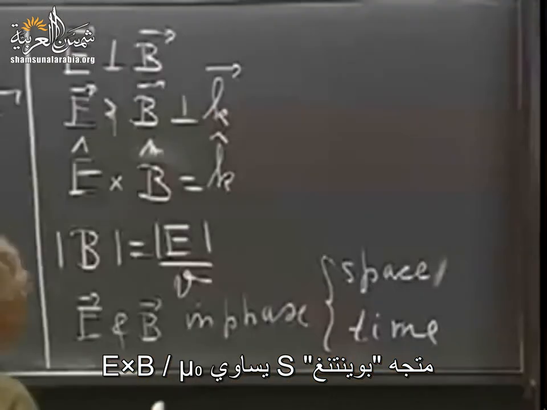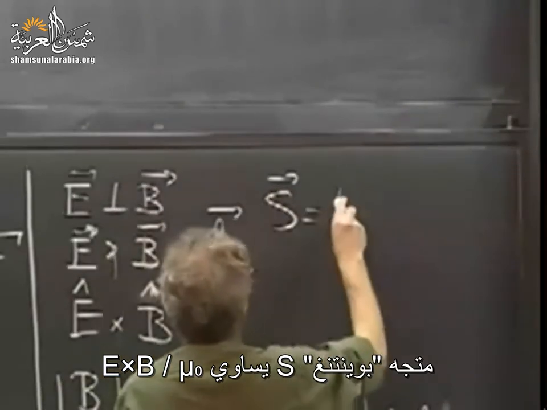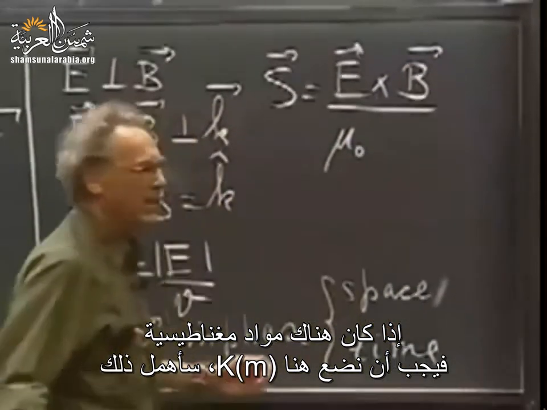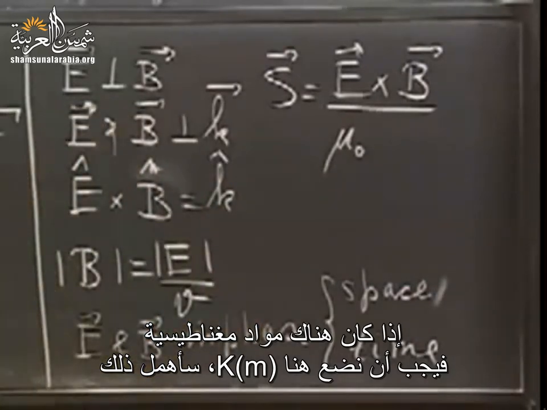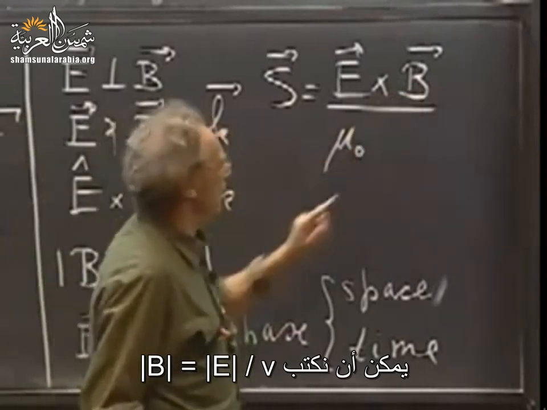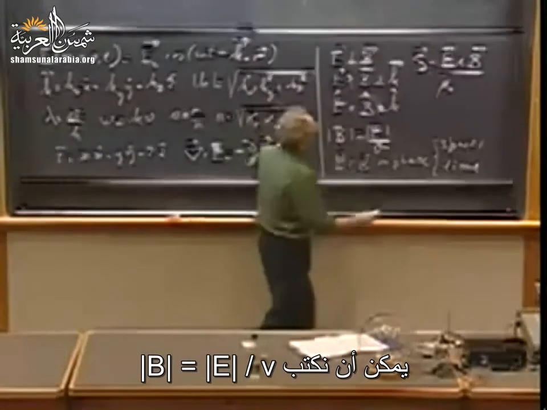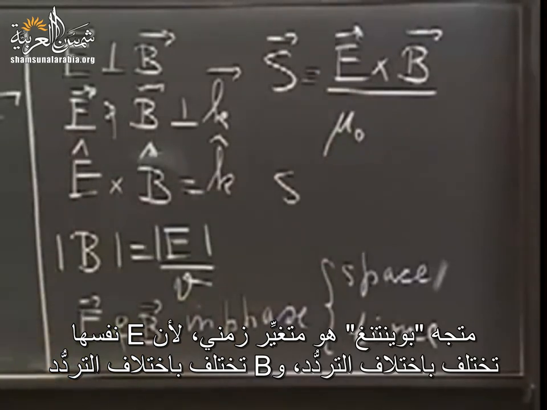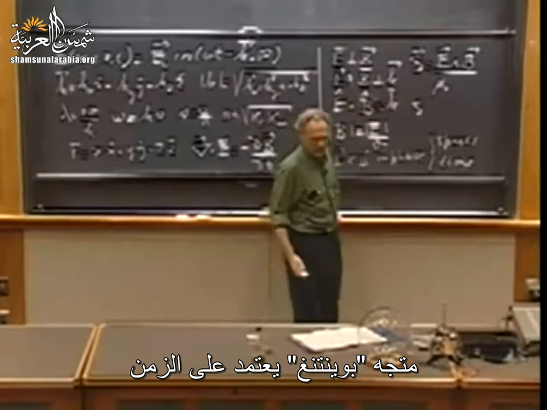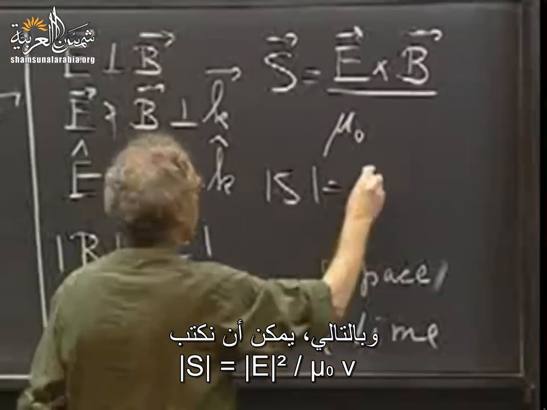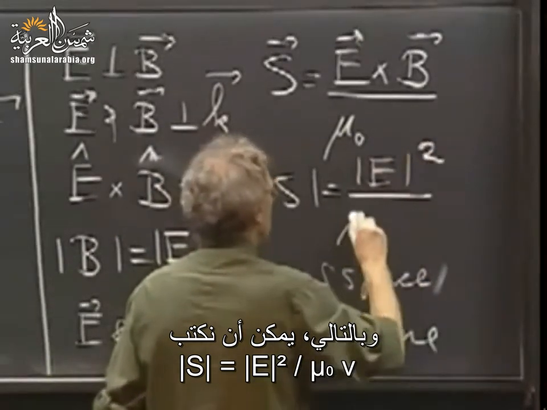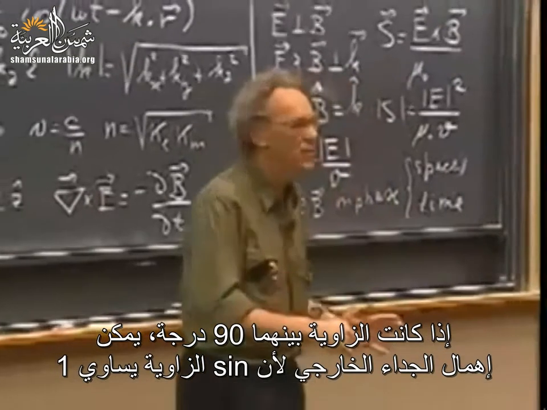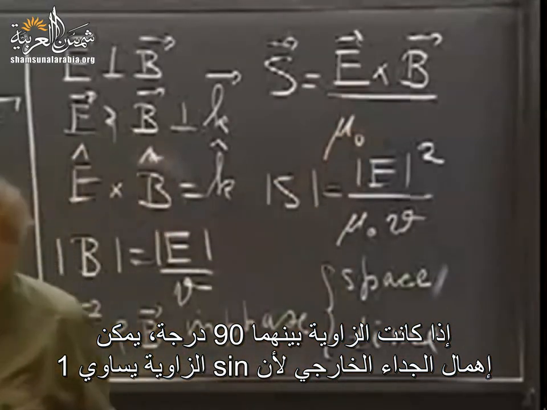The Poynting vector S is E cross B divided by mu 0, and if there were magnetic material, you would also have a kappa m here, but I will leave that out. You can always write down for the magnitude of B, E divided by V. This Poynting vector, of course, is time variable because E itself varies with frequency omega, B varies with frequency omega. So the Poynting vector is, of course, time dependent. And so the magnitude of the Poynting vector you can also write down as E squared divided by mu 0 V, because the B can then be replaced by E divided by V. Since they're at 90 degrees relative to each other, I can ignore the cross because the sine of the angle is then 1.